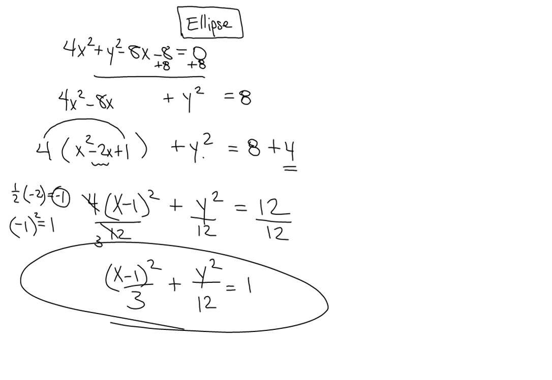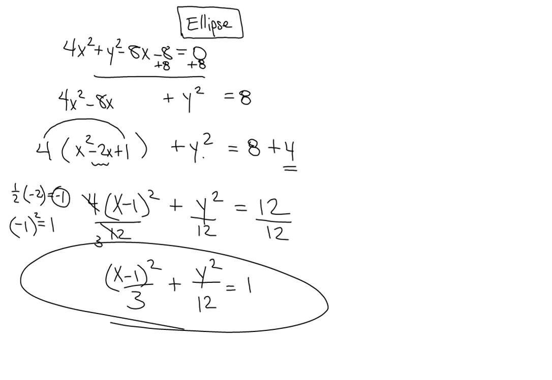1, 0. How far am I going to go each way in the x direction? About 3. Square root of 3, right? About 1.7. How far am I going to go each way in the y direction? Square root of 12, right, which is 3.4 or so. 3.3, 3.4, somewhere in there.